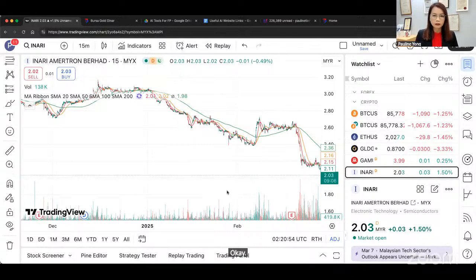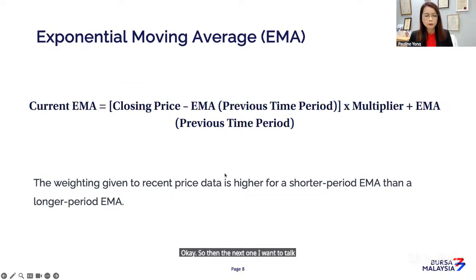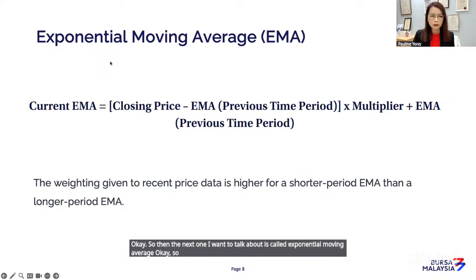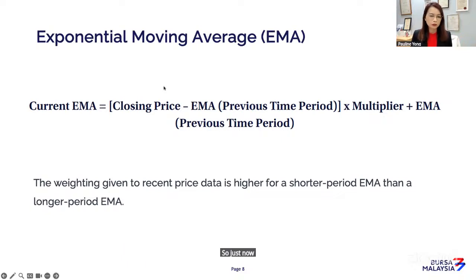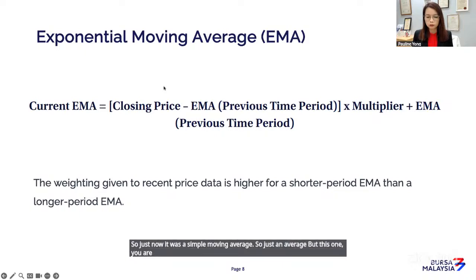So the next one I want to talk about is called the exponential moving average. The word is exponential, so obviously you have a different formula. Just now it was a simple moving average, so just an average. But this one, you are looking at the exponential, meaning that concept-wise, you are putting more weight on the most recent time frame.